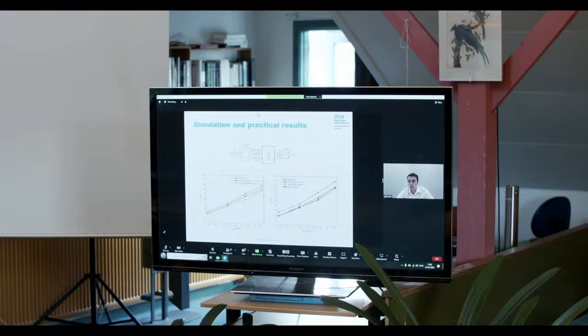And the red is the line with the impedance and the battery. So we get more power and we get close to the maximum power at each wind velocity.